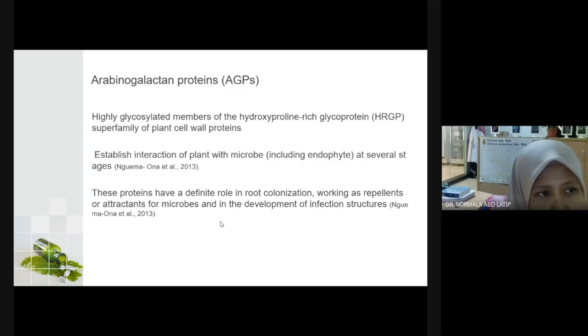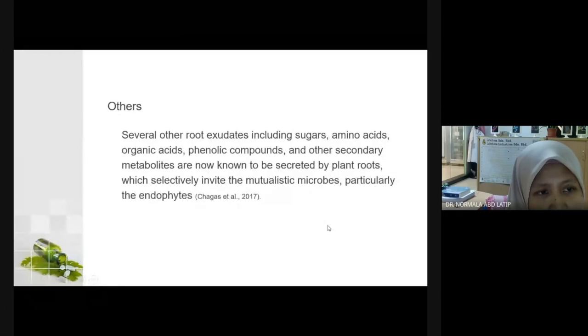So with these AGPs, if the microorganism that comes to the root for colonization is pathogenic, they are able to repel it. Other compounds involved in the mutualistic agreement include sugars, amino acids, organic acids, phenolic compounds, and other secondary metabolites secreted by the plant roots, which can selectively invite the mutualistic microbes, particularly the endophytes.